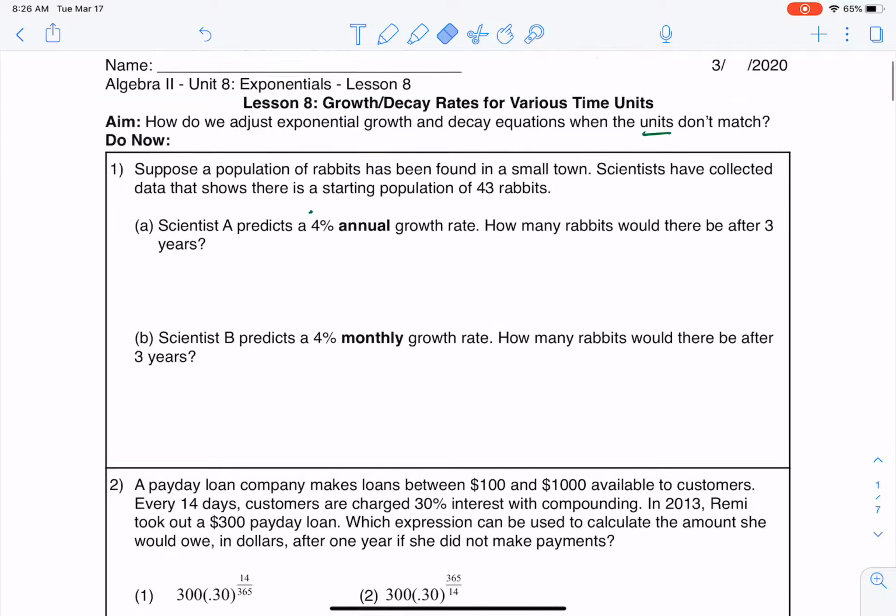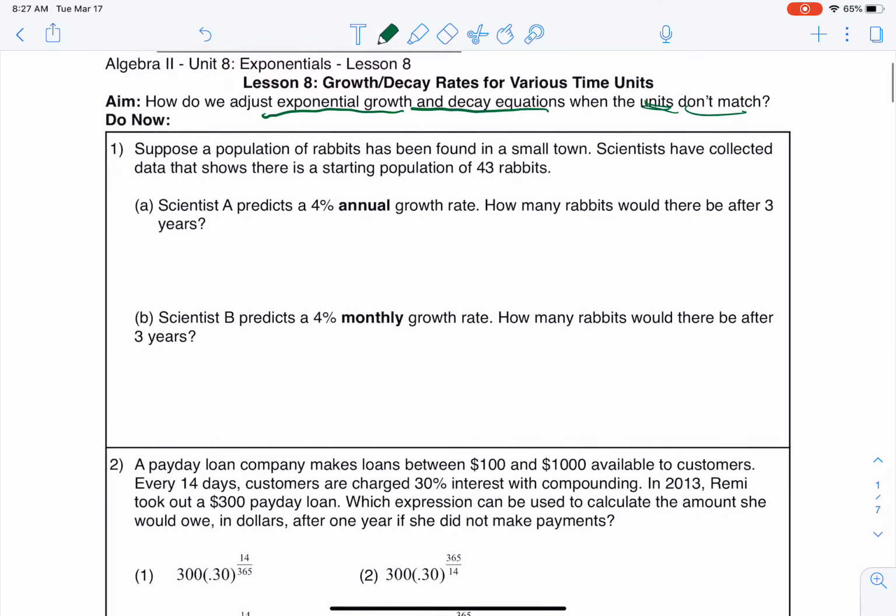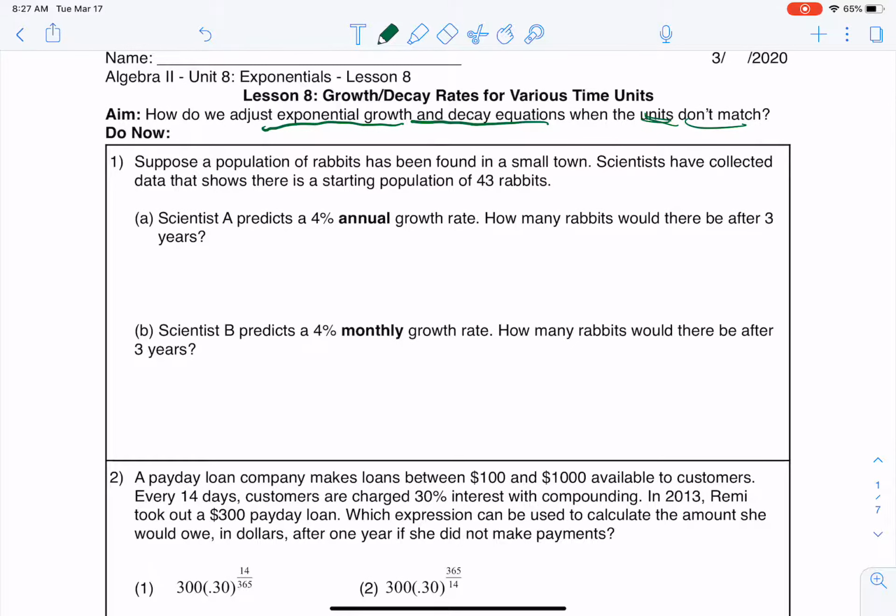In the first video, I'm going to be reviewing the do now of this lesson. This lesson is on the growth and decay rates for various time units. What we're really thinking about here is how we adjust exponential growth and decay equations when the units don't match. Imagine we're given a rate in terms of years, and we want to rewrite it in terms of a rate aligned to months or weeks or days. We're going to see how we can do this. But let's look at the do now.